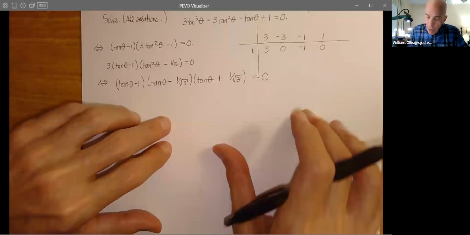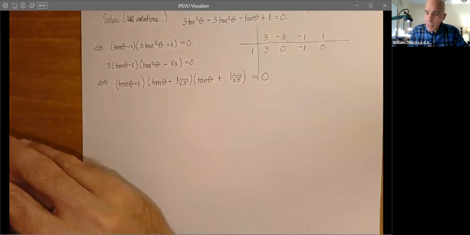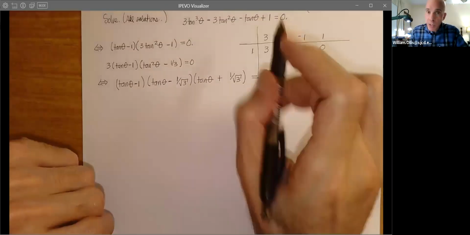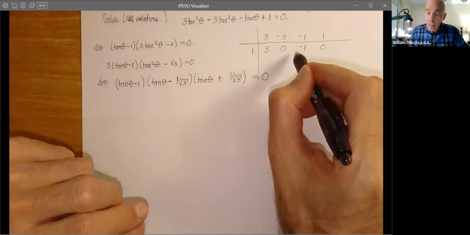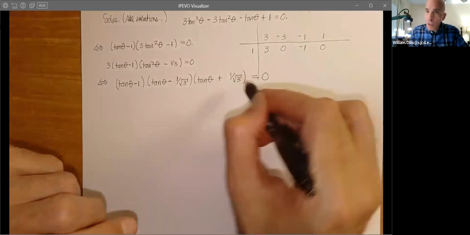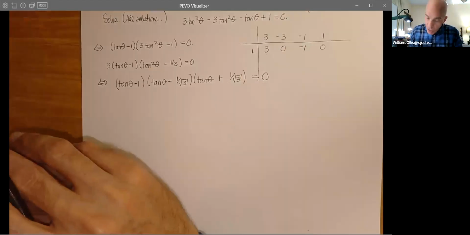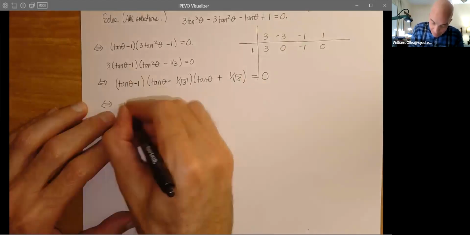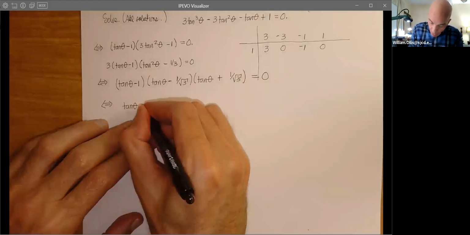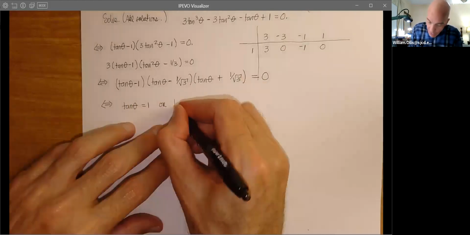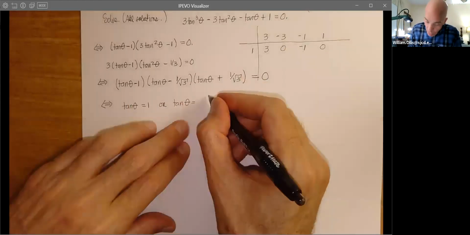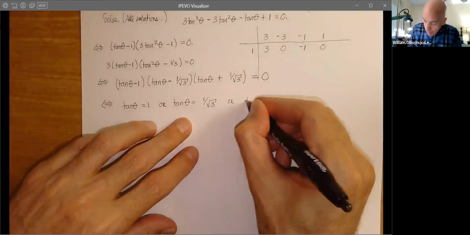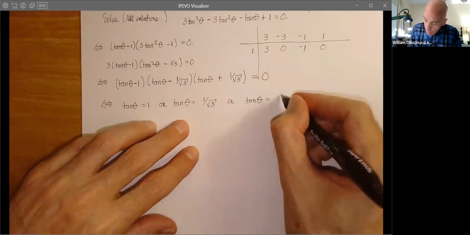Okay, so now zero product. So the idea here is that we take the simple equation from theory of equations, the operation of synthetic division, to create a fully factored polynomial in tangent, and now zero product. So we have tangent theta equals 1, or tangent theta equals 1 over root 3, or tangent theta equals negative 1 over root 3.